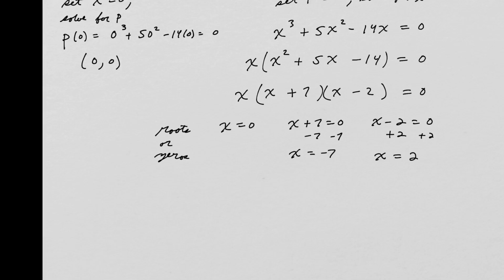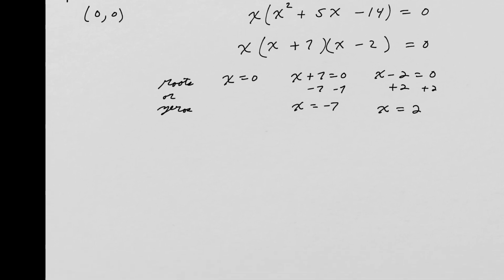Those are the x values. X equals 0, x equals negative 7, x equals 2. If I really want the x-intercepts, then I have to write all of these as points. So one of them is, again, just the origin, right? In fact, in this case, it's both an x-intercept and a y-intercept.